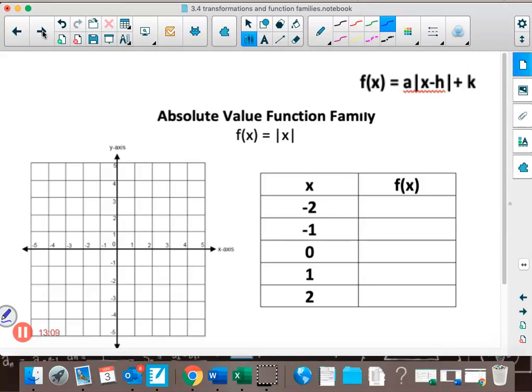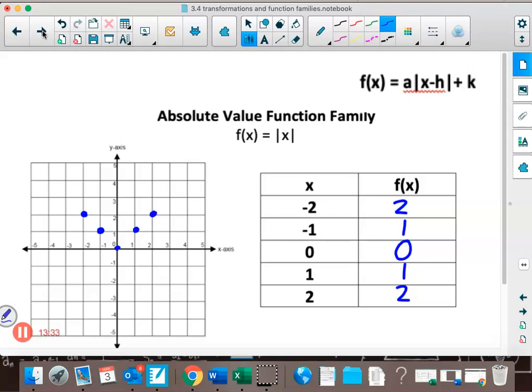What's the absolute value of negative 2? 2. What about negative 1? 1. 0? 0. 1? 1. 2? 2. Okay. If we are to plot these points: negative 2, 2; negative 1, 1; 0, 0; 1, 1; 2, 2.